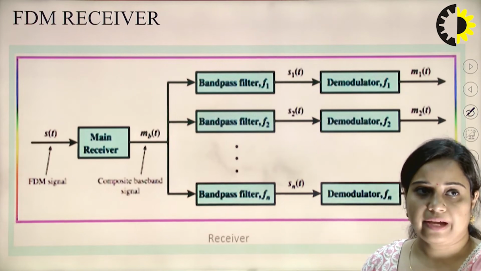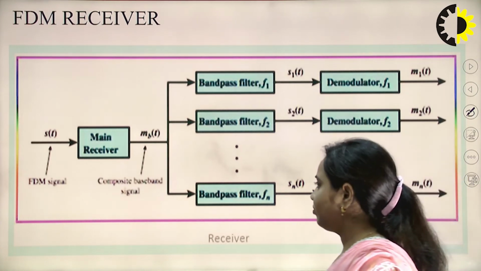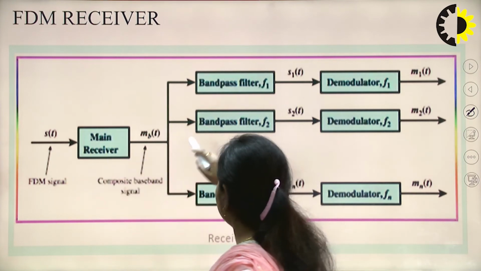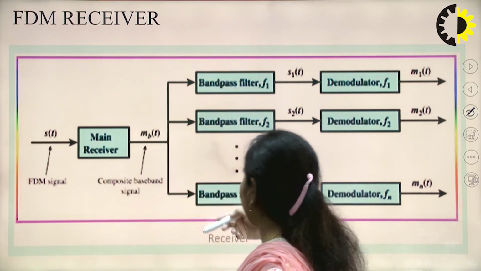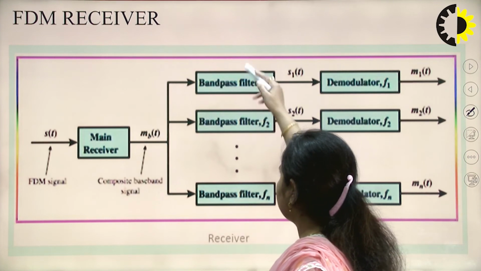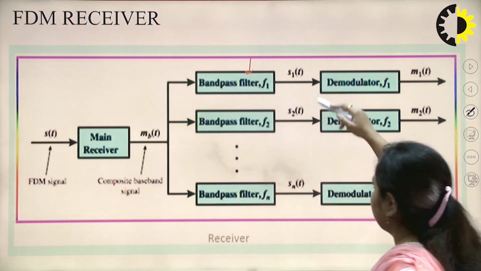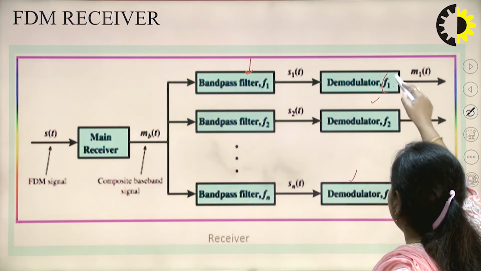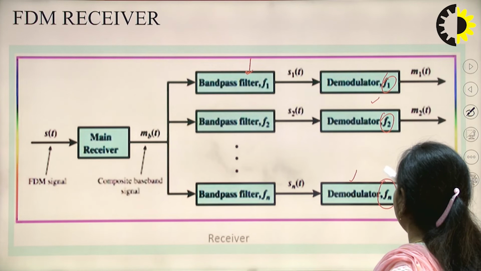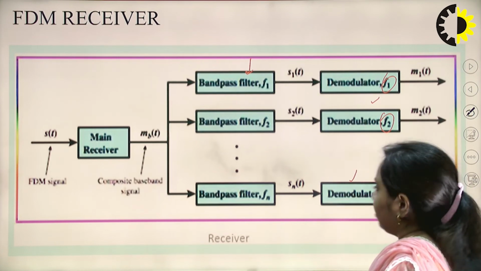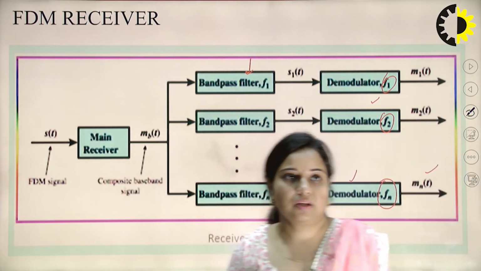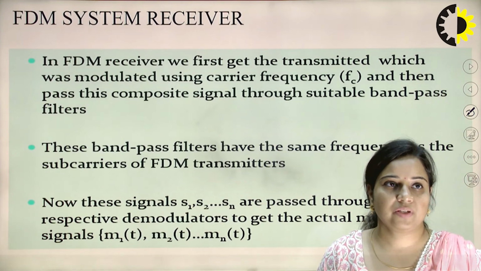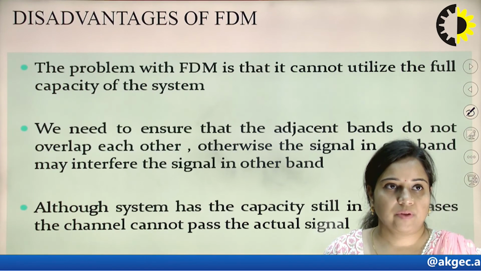Now next one is the FM receiver. So this is a diagram of the receiver where the composite signal will be received, then it is divided into n number of paths, where the first block will be the band pass filter. Now it is passed through S1(t) up to SN(t). Then this will be the demodulator where different frequencies are there, like F1 up to Fn, and these are the different receivers, n number of receivers. So that is the case for the FDM receiver. This is the description of the FDM receiver.